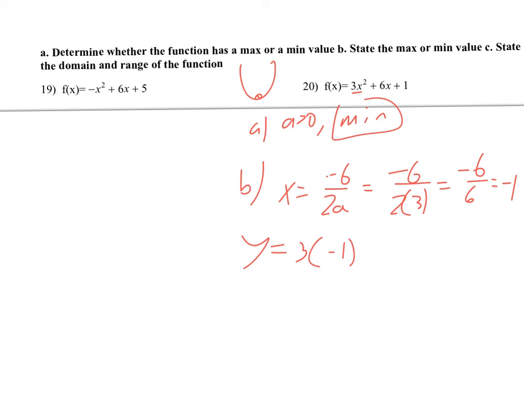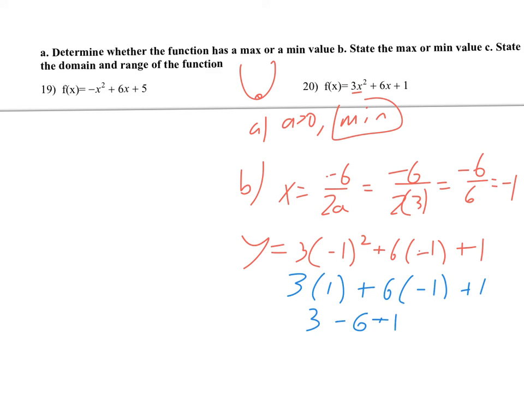So 3 times negative 1 squared plus 6 times negative 1 plus 1. And so we get 3 times 1 plus 6 times negative 1 plus 1, because negative 1 squared is positive 1. And now we multiply, so we get 3 minus 6 plus 1. And so that's negative 3 plus 1 is negative 2.